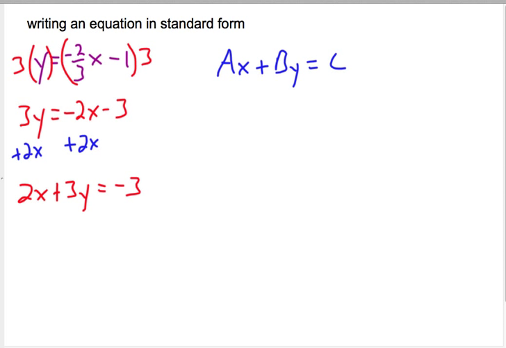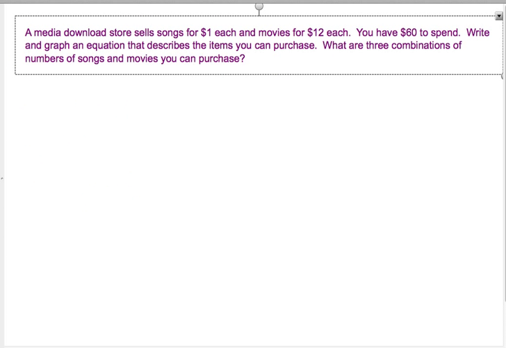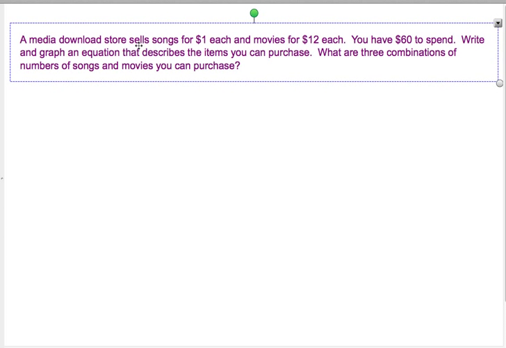So for my last example, I'm going to show a real-world application of figuring out an equation for this and graphing it. So let's read this. A media download store sells songs for $1 each and movies for $12 each. You have $60 to spend. Write and graph an equation that describes the items that you can purchase. What are 3 combinations of numbers of songs and movies you can purchase?